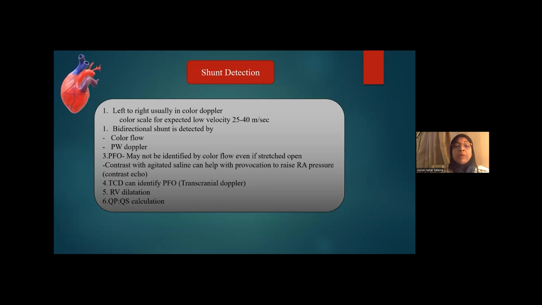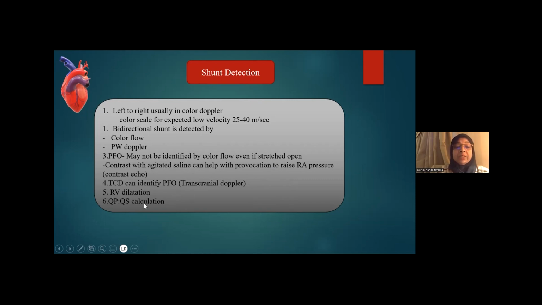About the shunt identification, left to right shunt is usually identified in color Doppler echocardiography, and bidirectional shunt is usually detected by the color flow and also by the PW Doppler. Patent foramen ovale may not be identified by the color flow even if it remains stretched open. Sometimes contrast with agitated saline is required, with provocation of raised right atrial pressure using Valsalva maneuver. Transcranial Doppler can identify patent foramen ovale.